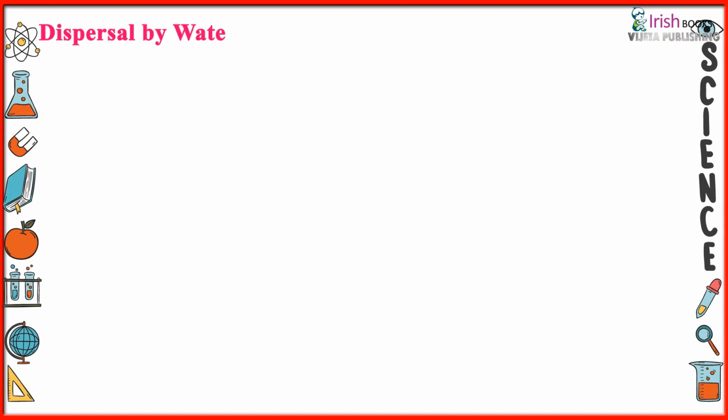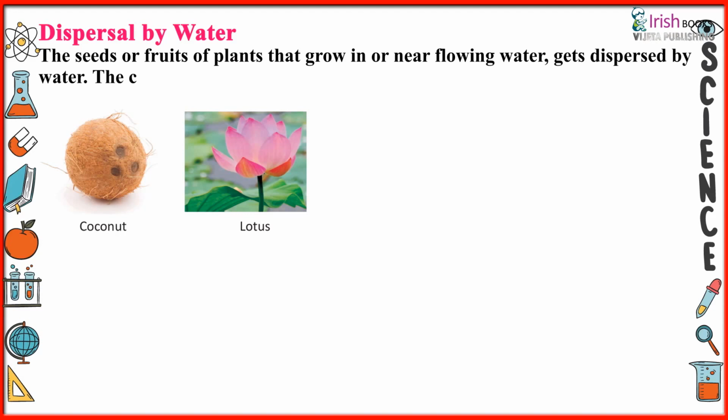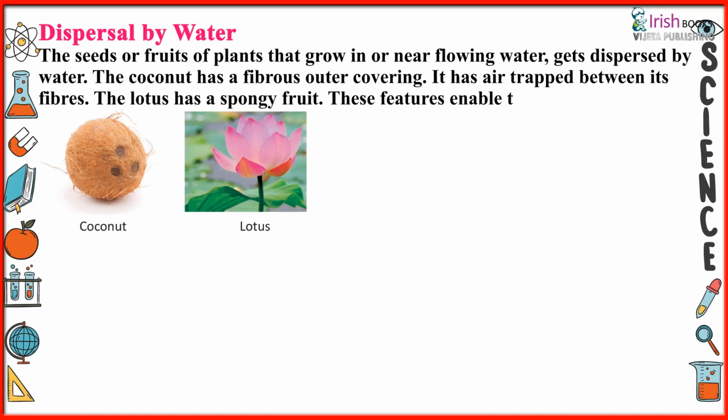Dispersal by water. The seeds or fruits of plants that grow in or near flowing water get dispersed by water. The coconut has a fibrous outer covering. It has air trapped between its fibers. The lotus has a spongy fruit. These features enable them to float on water.